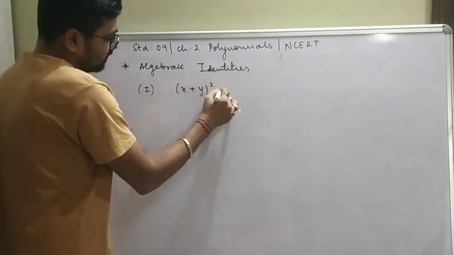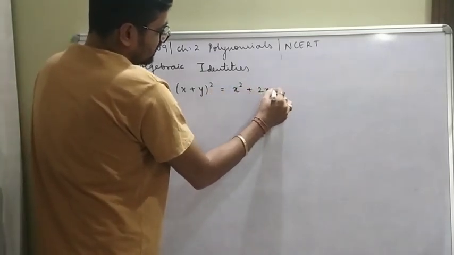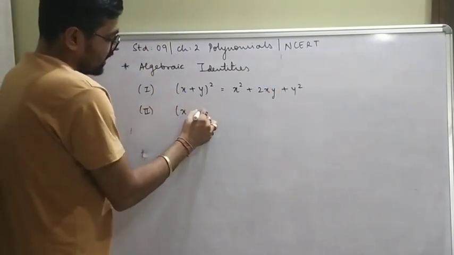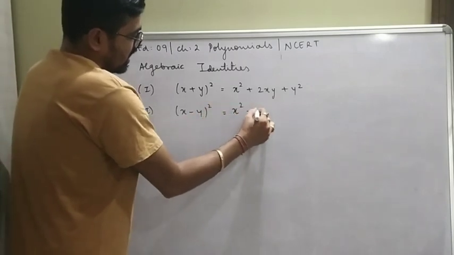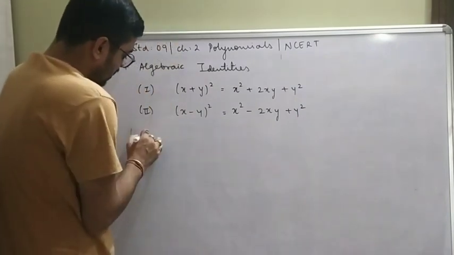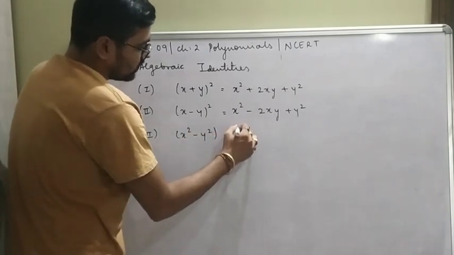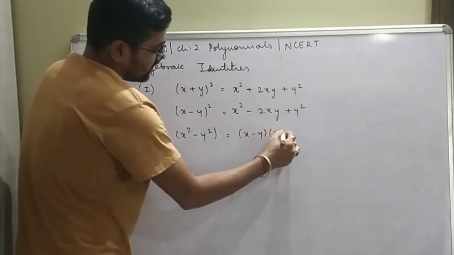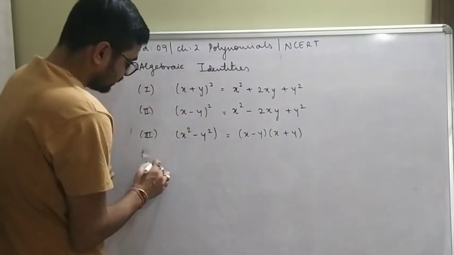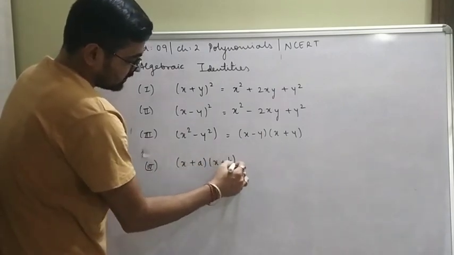First one, (x plus y) whole square is equal to x square plus 2xy plus y square. Second, (x minus y) whole square is x square minus 2xy plus y square. Third, x square minus y square, that will be (x minus y) into (x plus y). And the fourth is (x plus a) into (x plus b).